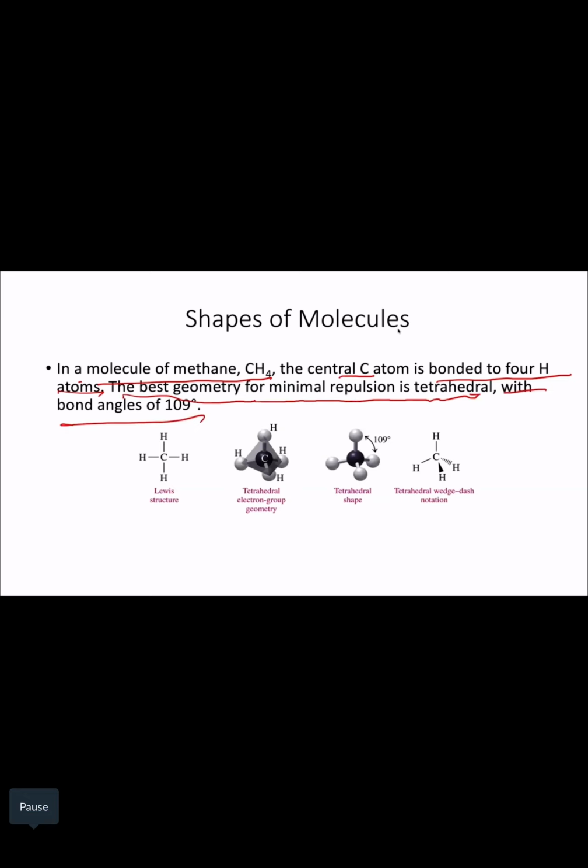It's not going to be this type, the Lewis structure. They're not going to be that type. It's going to be the tetrahedral one. They're going to be 109. They're going to reduce what we call repulsion between the electrons here, here, here, and here. And we'll talk a little bit more about that. That's what we're going to be focusing on for the rest of this chapter.